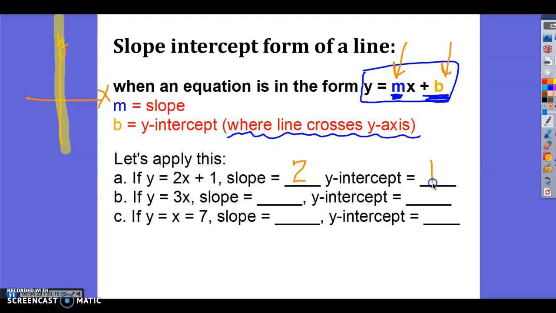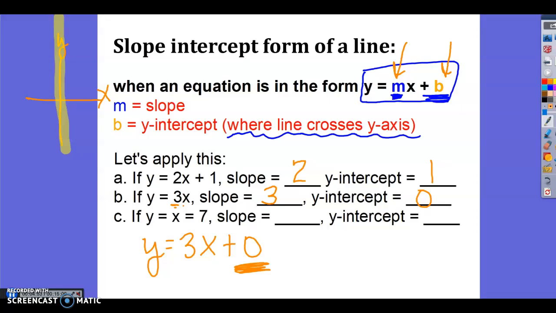If we look at equation B, the number in front of x is 3, so my slope is 3. I don't have a number on the end, so y equals 3x is like y equals 3x plus 0, so it means there's a 0 on the end. My y-intercept is 0. I don't put nothing. I actually have a y-intercept, and it is at 0.